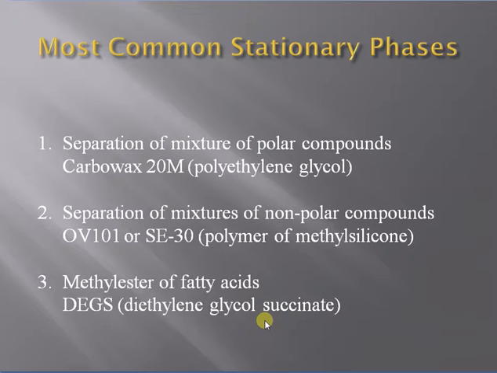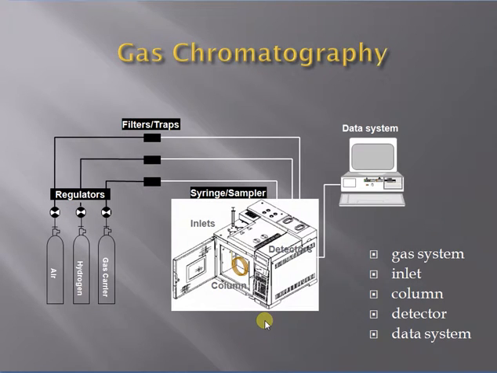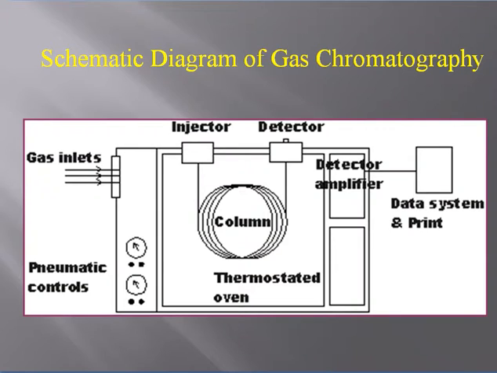Diethylene glycol succinate. So, the gas chromatography structure: this is the gas carrier and this is the hydrogen cylinder, and here is the air, with the regulators here. We can easily observe the filters, traps and data system, the monitoring, the syringes, the inlet and column where we can inject, and here is the detection. The schematic diagram shows the gas inlet, column, injectors, detectors, amplifier, and finally the output of data monitoring system.